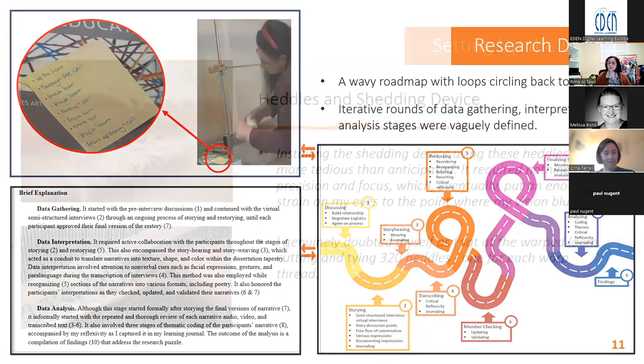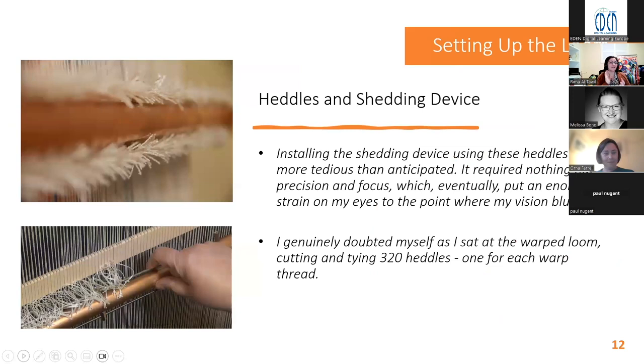I just want to mention one thing, and that is creativity wasn't all fun for me. It was a lot of hard work. So one of the things that I found extremely challenging before I started reaching that stage of creativity was doing all the tedious work, like installing the shedding device or tying those tiny little ropes that you can see, which we call heddles. I had to tie 320 of these.